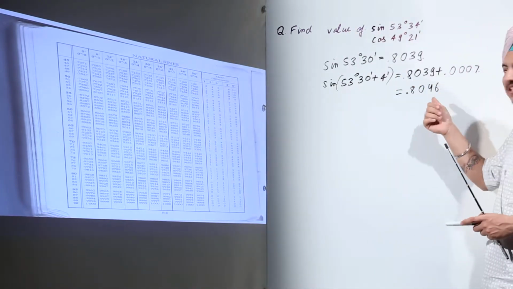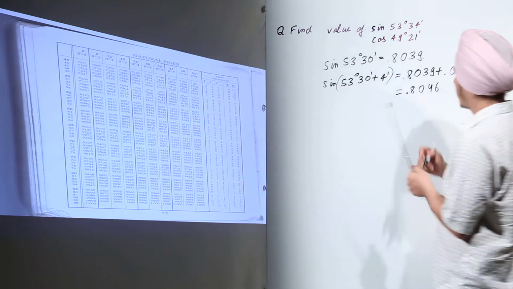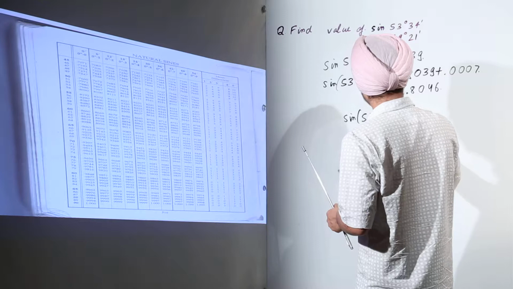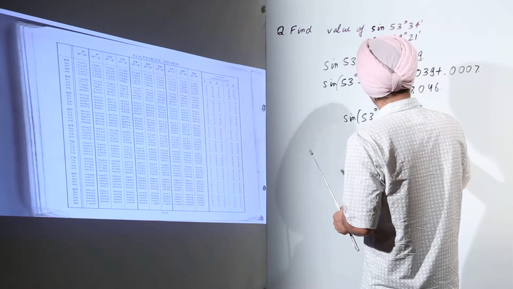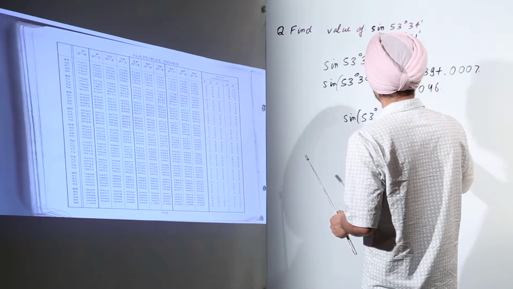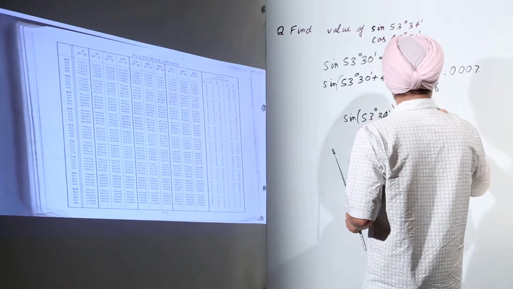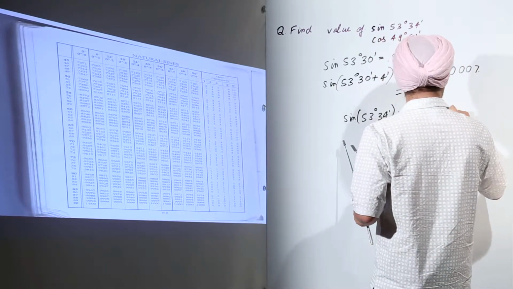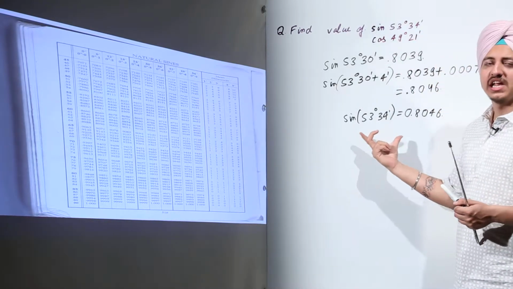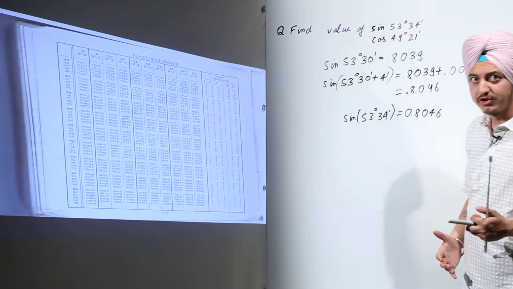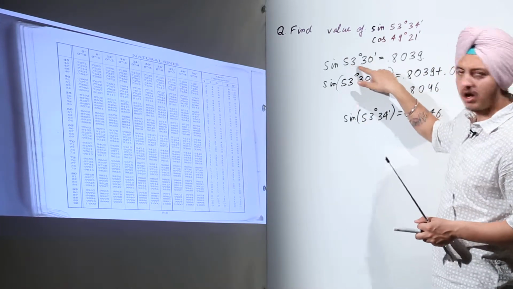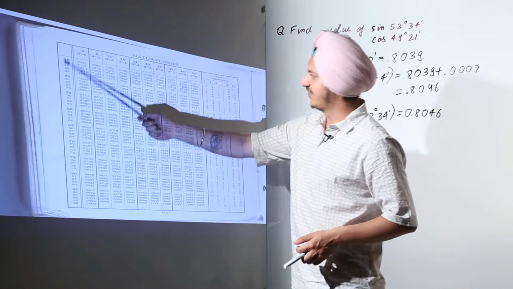So we add 7 over here and the value becomes, that means that sine 53 degrees 34 minutes is equal to 0.8046. This is the value for sine 53 degrees 34 minutes. Again, how do we do that? Any value that we have to find, first of all, look at how many degrees, and look for that in the first column.